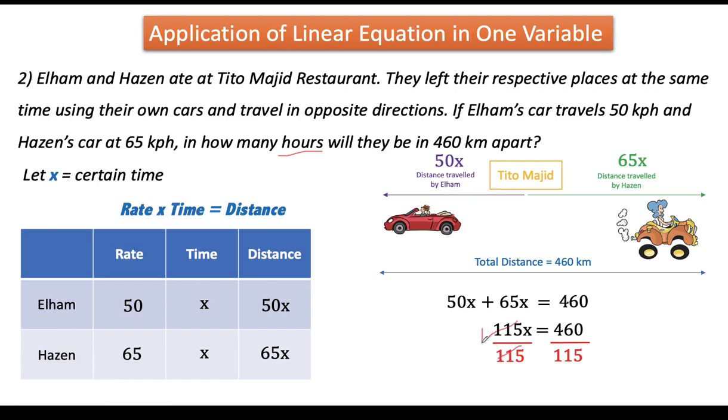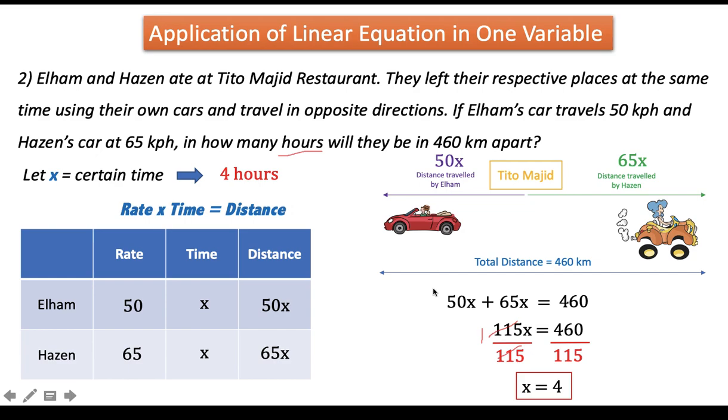115 divided by 115 is 1. 1 times x is x. Then 460 divided by 115 is 4. So x equals 4, and that x represents the time. So it means for these two cars to become 460 kilometers apart, it will take 4 hours with their given speed.